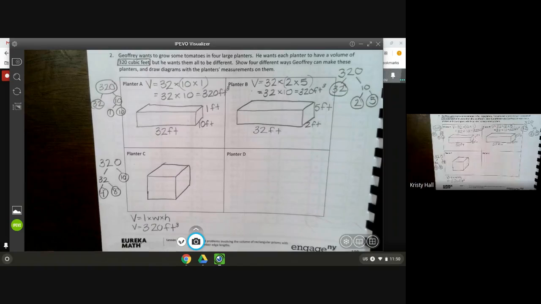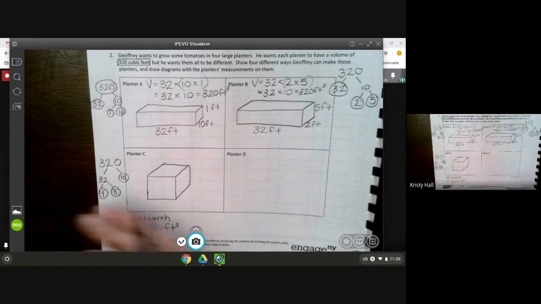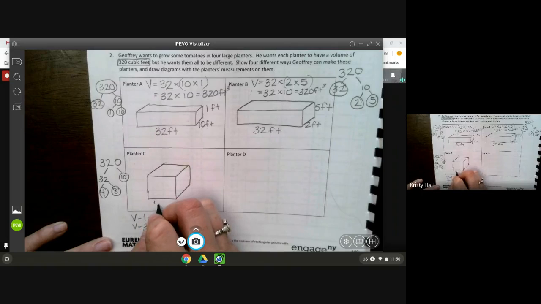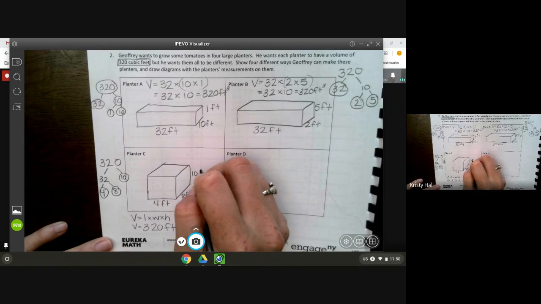So then I'm just going to label them. And it doesn't matter which one I use for length, width, and height. The numbers can go anywhere because your pictures aren't measured out. They're not meant to be completely accurate. It's just a diagram. So maybe I'll say this is 4 feet long, 8 feet wide, and 10 feet high.